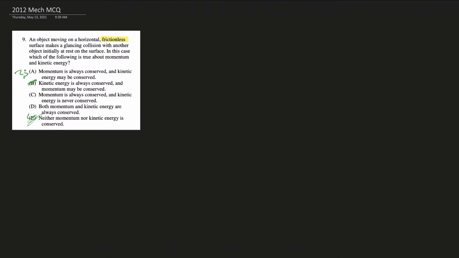C says momentum is always conserved and kinetic energy is never conserved. Not necessarily. So you don't know that. Both momentum and kinetic energy are always conserved in this situation. Not true either. So, they tell you. If they don't tell you, you don't know. So it's got to be A, because kinetic energy, you don't know if it's always going to be conserved.